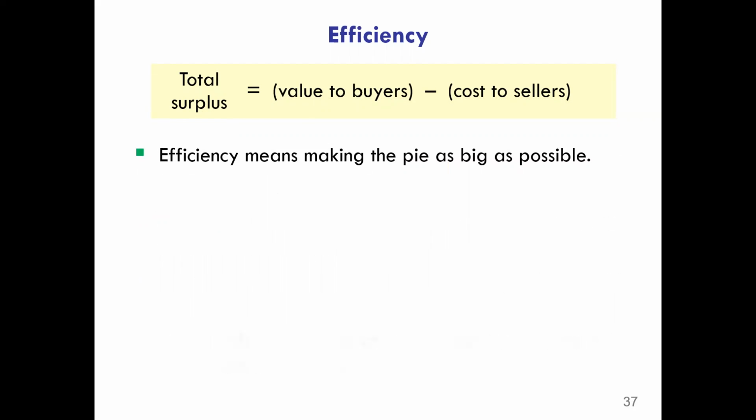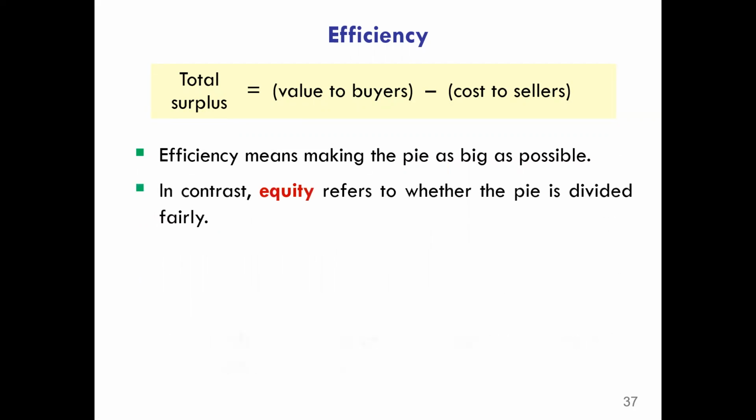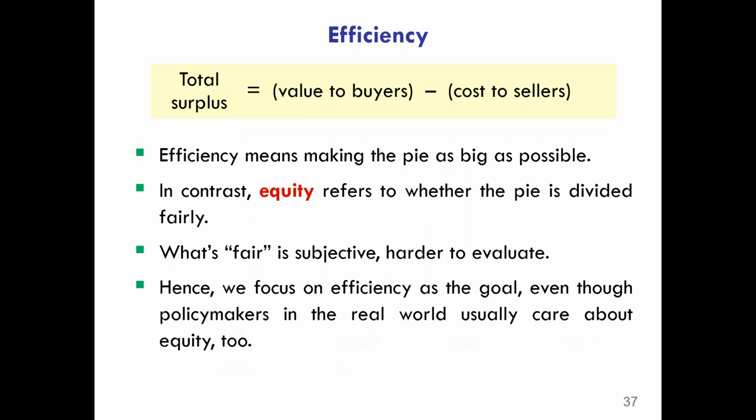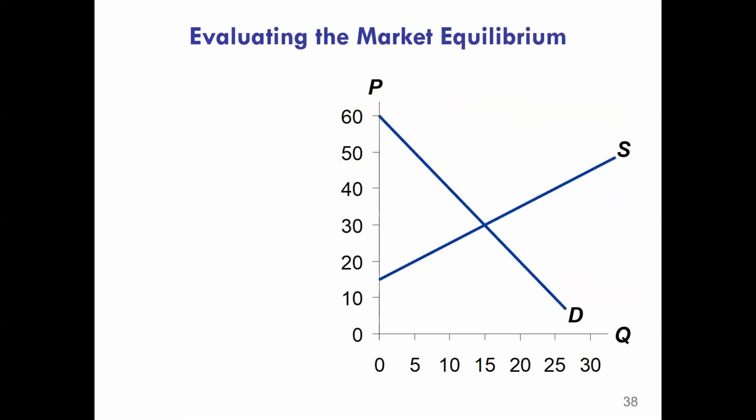Efficiency also means making the pie as big as possible. In contrast, equity refers to whether the pie is divided fairly. What's fair is subjective and is harder to evaluate. Hence, we will focus on efficiency as the goal, even though policymakers in the real world usually care about equity too. So let's consider how to evaluate the market equilibrium.